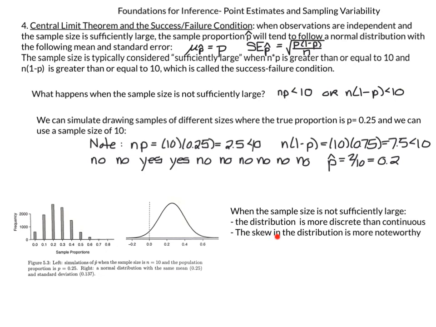And second, the skew in the distribution is more noteworthy. Certainly, it's not this symmetric curve that we have of a normal distribution. If anything, it looks like it's skewed a little bit to the right. There's this tail to the right.